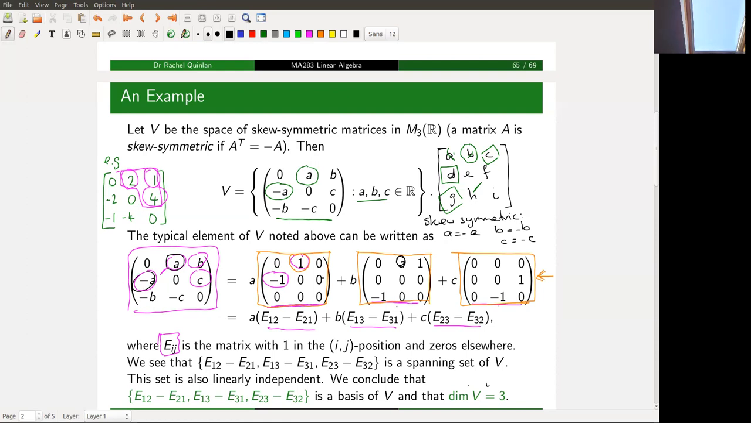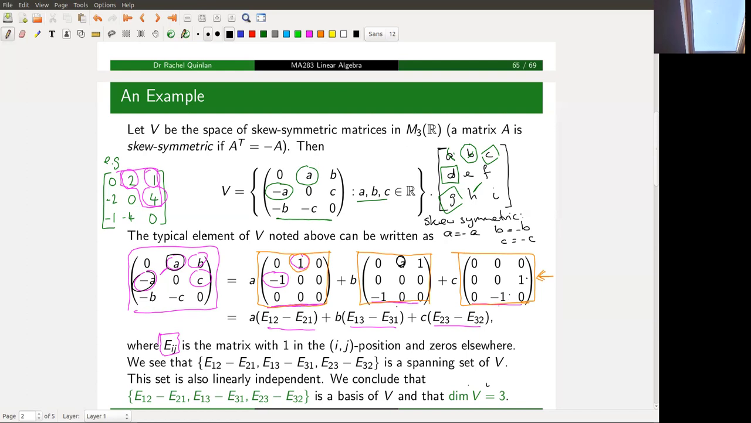Similarly, the entry in the 1, 3 position in this linear combination is 0 from the first term, B from the second term, and 0 from the third term, so it's just B. So if a linear combination like this of these 3 matrices is going to be the 0 matrix, the coefficient B has to be 0. There's no other way that we can arrange to get a 0 in the top right entry. And similarly, looking at the 2, 3 or 3, 2 entries, we find that C would also have to be 0. So we can conclude that that set of 3 matrices is linearly independent.